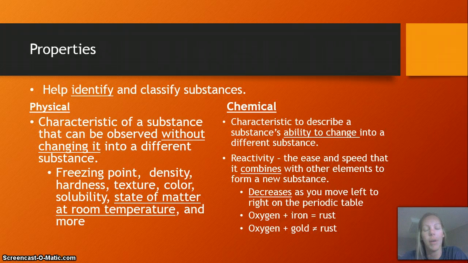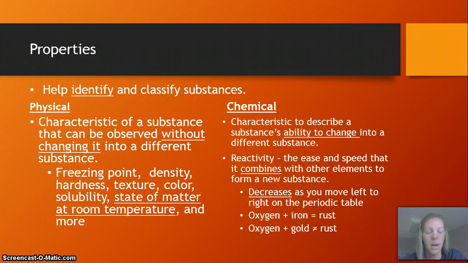All right, so let's talk about properties of the different elements listed on the periodic table, because again, the properties are what helped Mendeleev figure out that we have some missing elements. We've not found all of them yet, and that he could almost predict what those properties are based on the elements that were close to it. So understanding properties is an important part of understanding the periodic table. Properties, the main purpose of them is to help identify and classify substances.